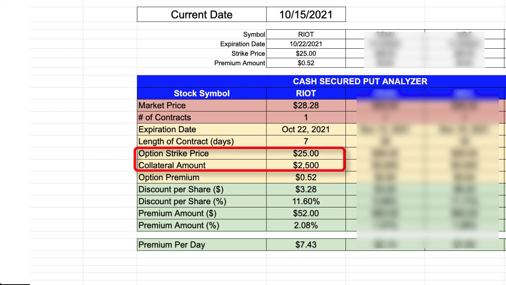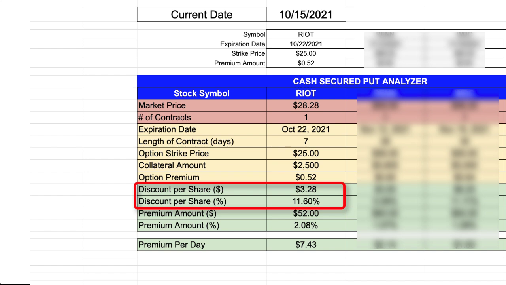Now with the $25 strike price, I had to reserve $2,500 as my collateral in case this option contract were to be exercised. But because the option contract expired worthless, I didn't get the shares assigned to me. But if I did get the shares assigned to me, I would have paid $25 per share, which is a savings of $3.28 based off of the closing market price. And that would have been a discount of 11.6%. So that would have been a huge savings, but unfortunately, I missed out on it.